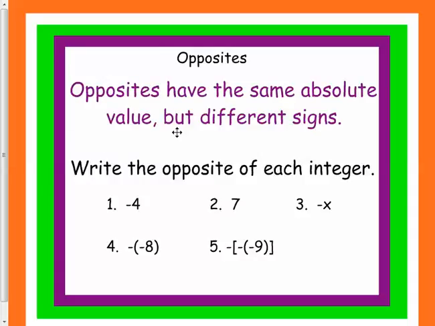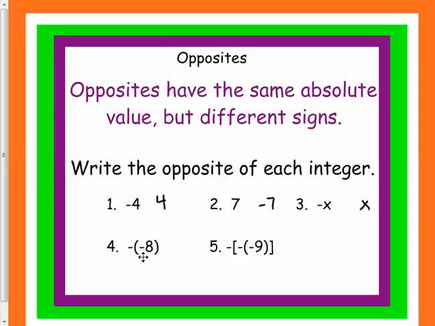Okay, so now let's talk opposites. Opposites are not the same thing as absolute value. Opposites are the exact opposite of it on the number line. So -4, its opposite is 4, while 7, its opposite is -7. The opposite of -x, which means any negative number, is its positive form.